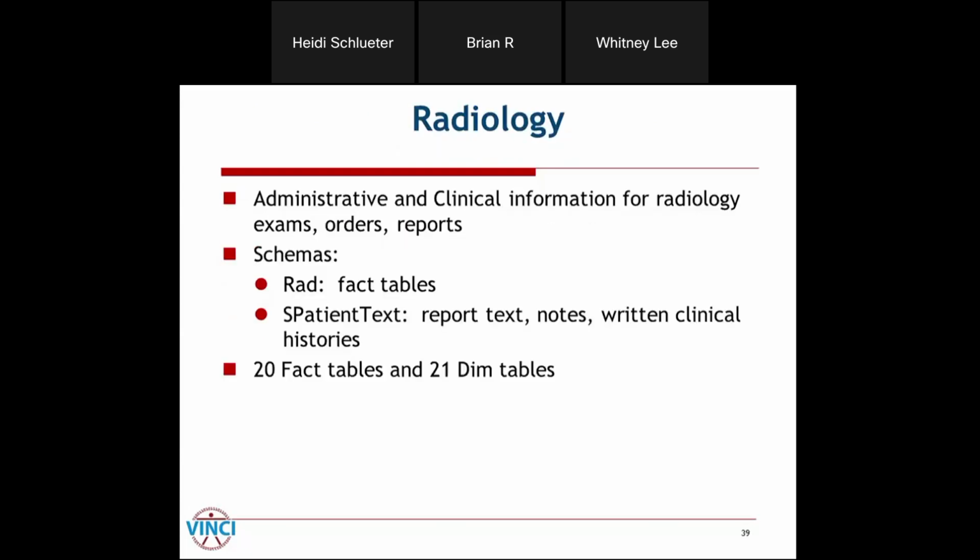We have the radiology domain. So the administrative and clinical information here is for radiology exams, orders, and reports. And there are actually 2 schemas here. There's the RAD schema, which has the radiology fact tables, and then there are S-patient text schema tables, which contain radiology report text, notes, and written clinical histories. There are 20 fact tables and 21 dim tables here.